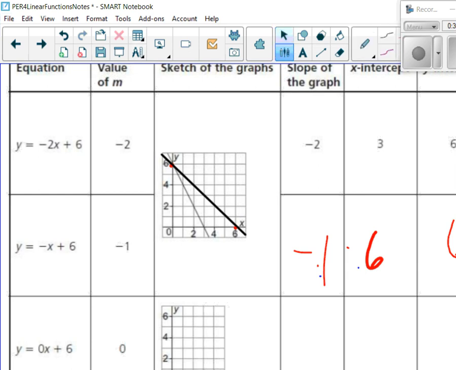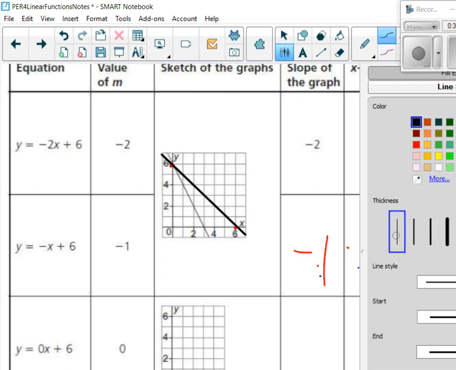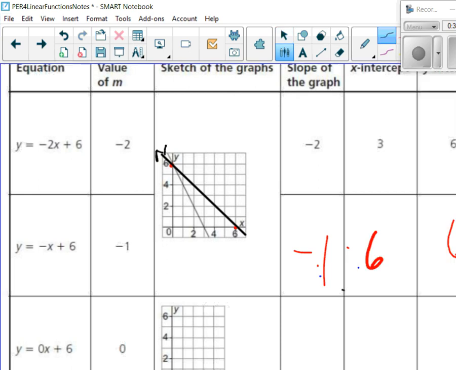And what are we supposed to have on these lines, by the way, again? Arrowheads, yeah. So we're going to put arrowheads. And if you have more than one line on a graph, you need to label which one's which. So what was this one that was already pre-drawn? That was the y equals -2x plus 6. And this one right here is y equals -x plus 6. Okay, so I want you to now do the rest of this page.